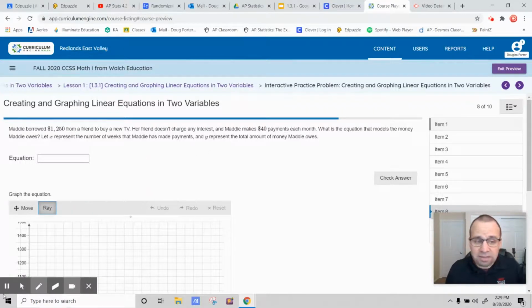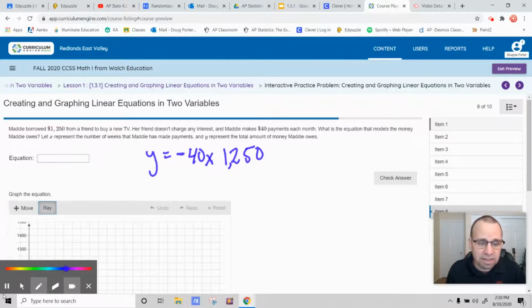Before you start typing numbers in for the equation, let's just think about it. We're going to let Y be the total amount of money Maddie owes. She borrowed $1,250 from her friend, but is making $40 payments each month. So this is the amount of money she owes. Right now she actually owes $1,250. It's not going to be negative. It's not the amount of money that Maddie has. It's how much she owes. So it's already implied that this will be negative. But we're going to be making $40 payments. So we're paying this down, and that's where the negative is going to come in.